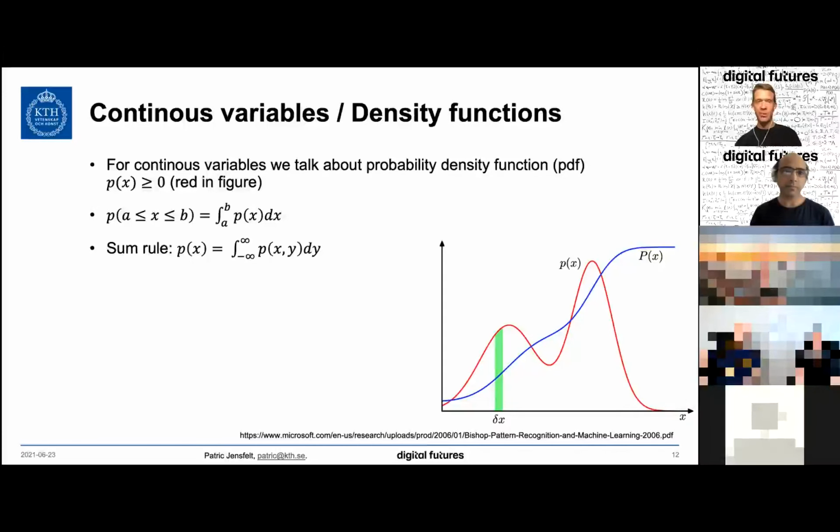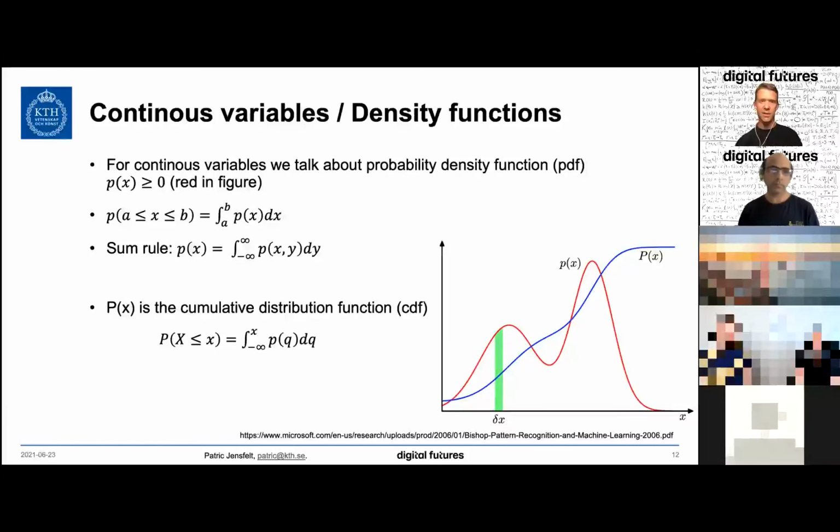If we want to express the sum rule, then we would have to exchange the sum for an integral in the continuous case. Another important thing in this case when we talk about densities is the so-called cumulative distribution function, or CDF. This is something that tells us what is the probability to get a value that is less than or equal to a certain x. We see that this is a monotonically increasing function.